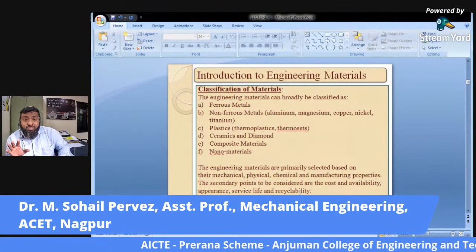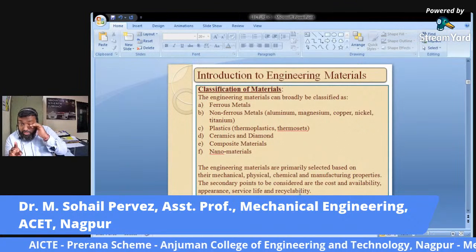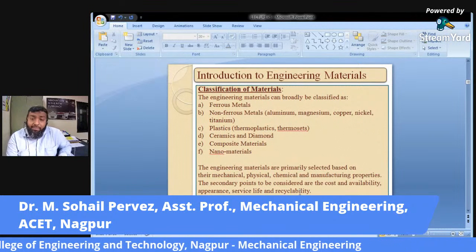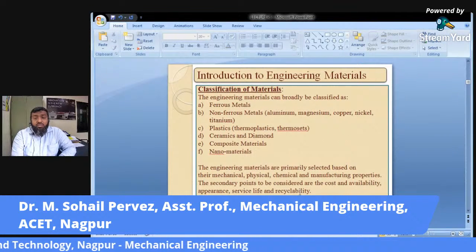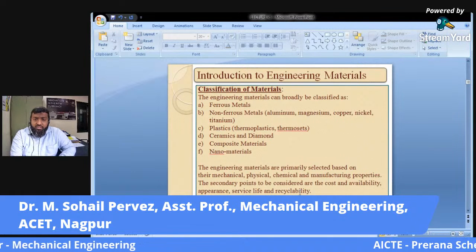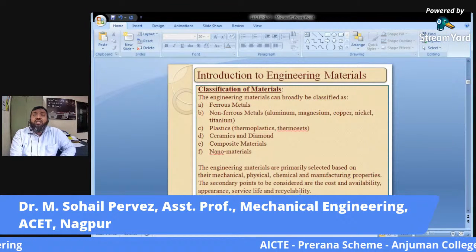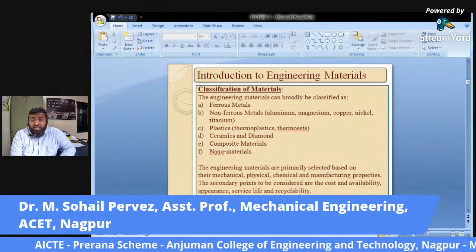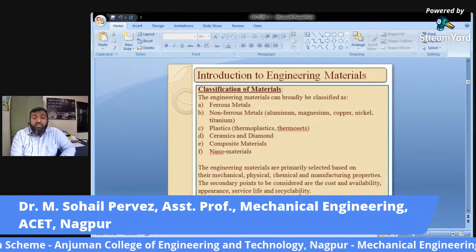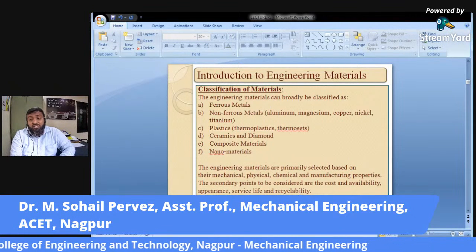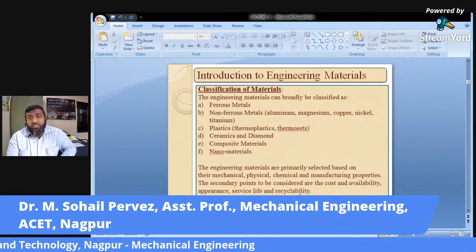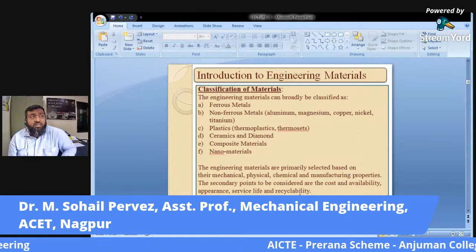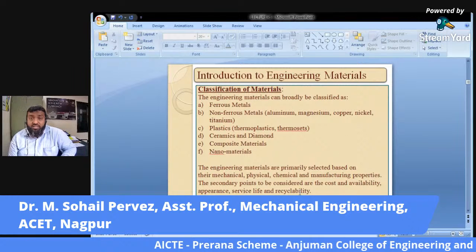The engineering materials are classified according to their nature or properties. There is another way, depending upon the applications. For any engineering application, we generally select a certain material based on its mechanical property, physical property, chemical property, and manufacturing property. The secondary point to be considered is cost, which is an important aspect. And the second most important aspect after these properties is availability.